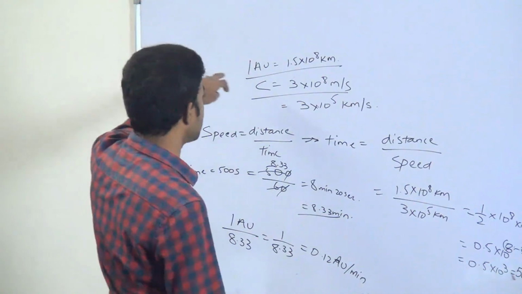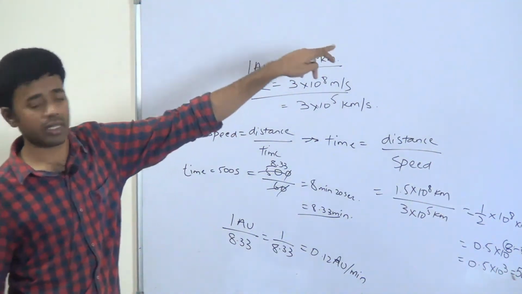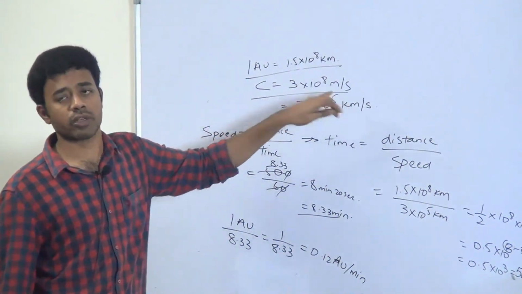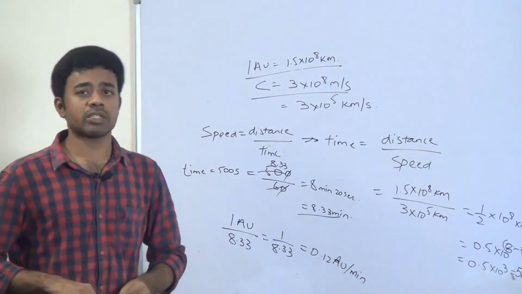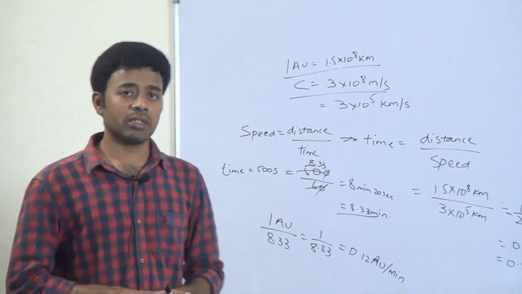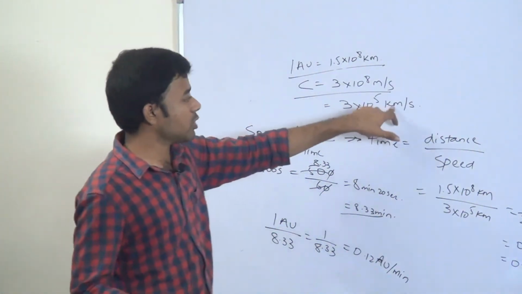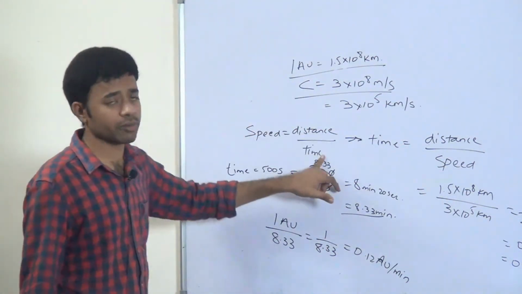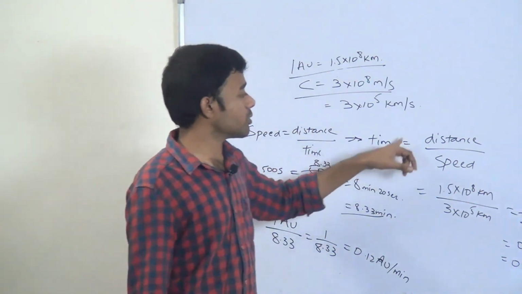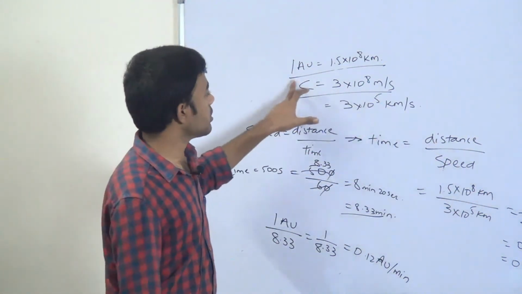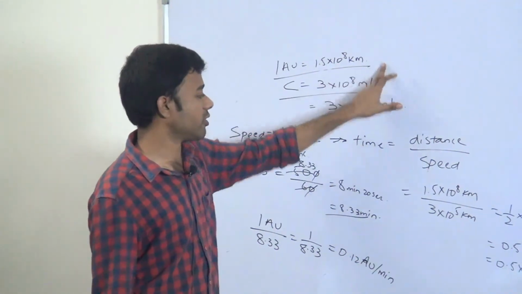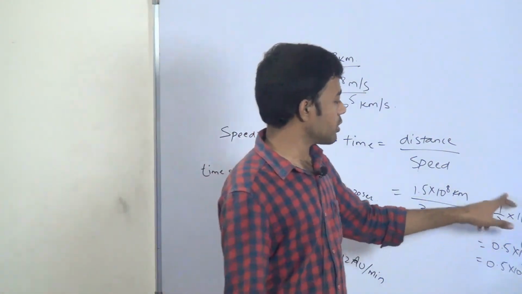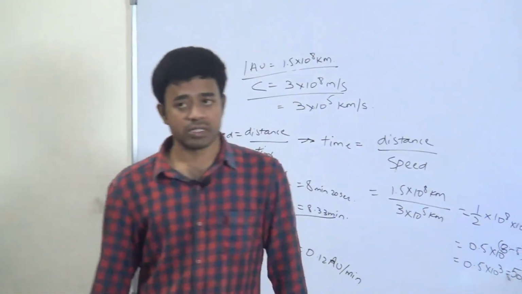So first we have found the astronomical unit, given as 1.5 into 10 to the power of 8 kilometers. Then the speed of light is 3 into 10 to the power of 8 meters per second, which we write in kilometers per second as 3 into 10 to the power of 5. Speed equals distance by time, and as we first have to find the time, time equals distance by speed. The distance is 1 astronomical unit, 1.5 into 10 to the power of 8 kilometers, over the speed 3 into 10 to the power of 5, which gives 500 seconds as the time.